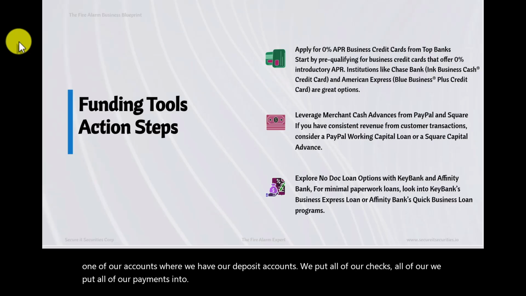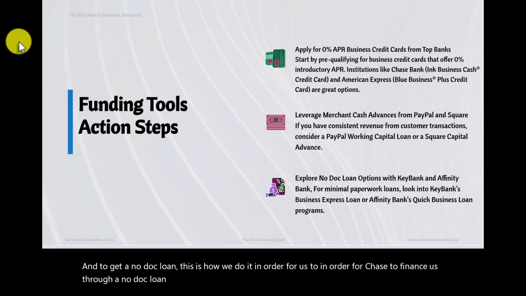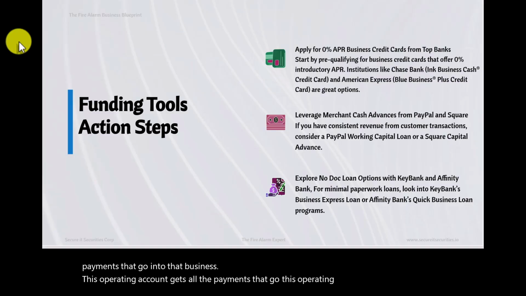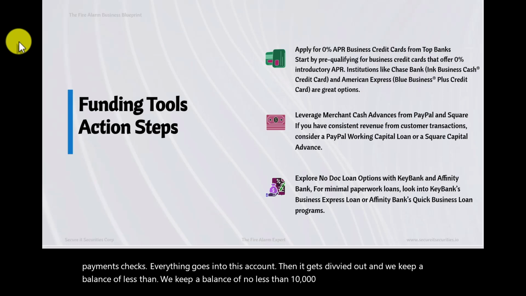And lastly, to get a no doc loan, this is how we do it. In order for Chase to finance us through a no doc loan, we have an operating account. This operating account gets all the payments, checks, everything goes into this account, then it gets divvied out. We keep a balance of no less than $10,000 so that way we have an A bank rating.